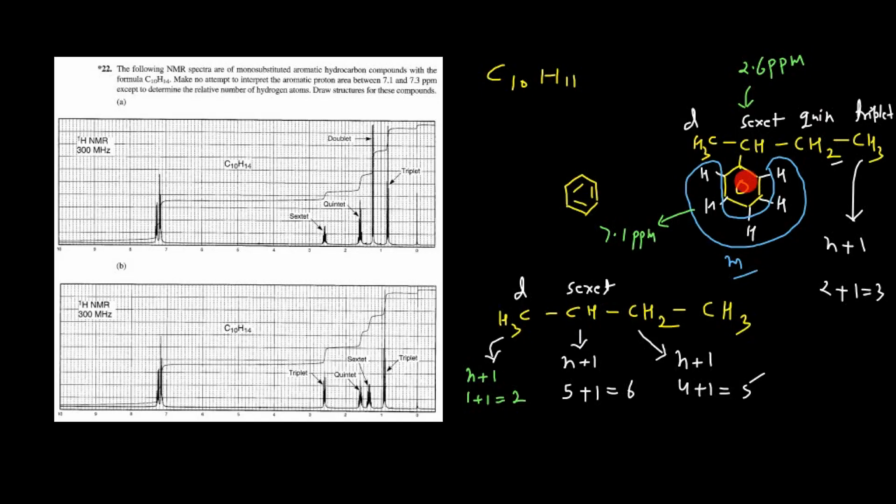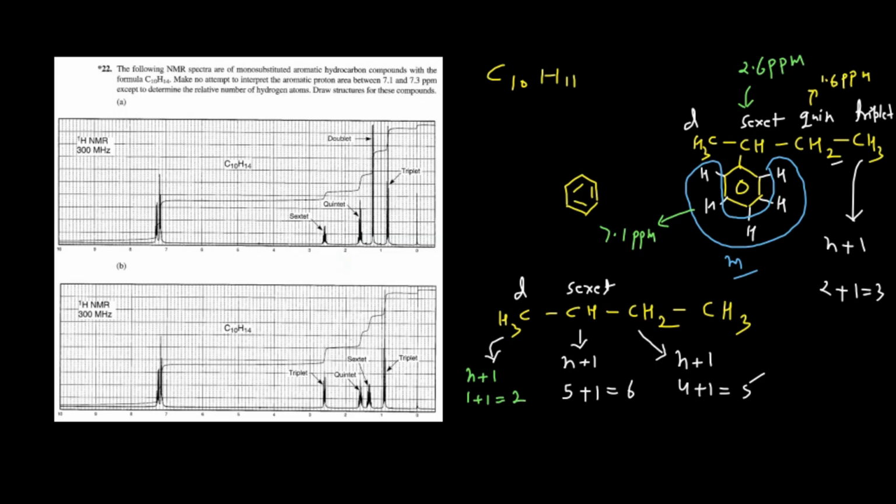So the magnetic anisotropy effect will be more on these 2 hydrogens rather than these 3 hydrogens. So the second downfield signal will be this quintet, and you can see this quintet, the second downfield signal, is resonating around somewhere at 1.6 ppm. So this quintet at 1.6 ppm.